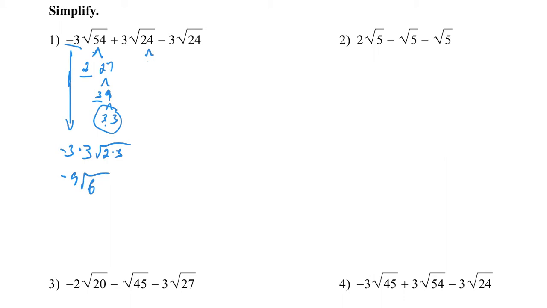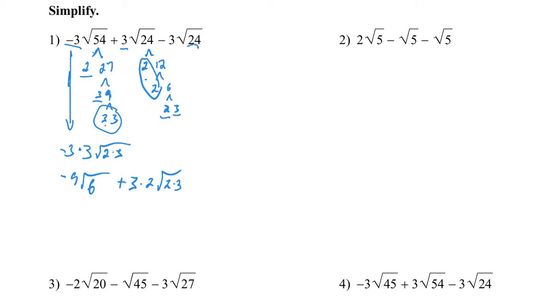So the 24 is going to simplify or factor down to 2 and 12, and then 2 and 6, and then the 6 becomes 2 and 3. And then you're looking for pairs. So we have a pair of 2s and a leftover 2 and a leftover 3. So the pairs go out with what's already there. So we have plus 3 times the 2, square root leftover 2 times leftover 3.